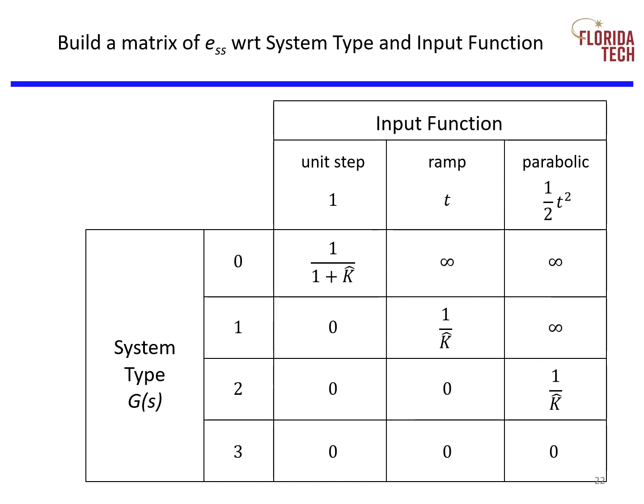You can also use this table to understand if your baseline system can handle a ramp or parabolic input. A type 0 system has no chance for either input. A type 1 system can handle the ramp but not the parabolic. Type 2 and higher can handle any of these inputs.